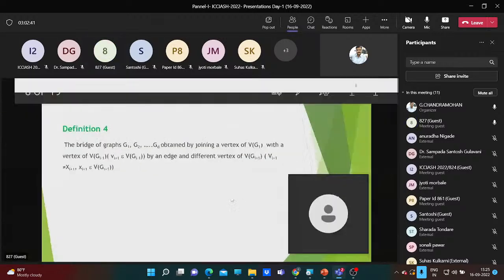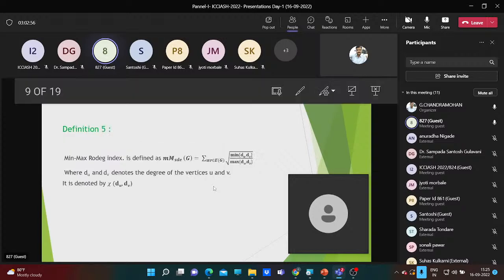The bridge of a graph is an edge connecting graphs G1, G2, G3 and so on. The edge which joins G1 and G2 is called the bridge of the graph. That is definition 4. And next is definition 5, which is the main finding of our paper.